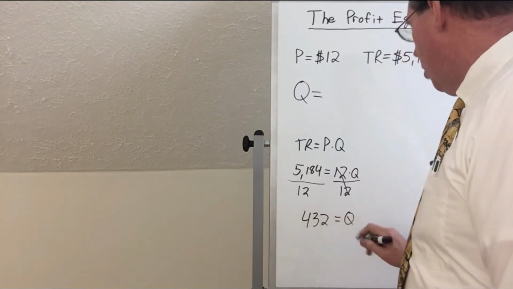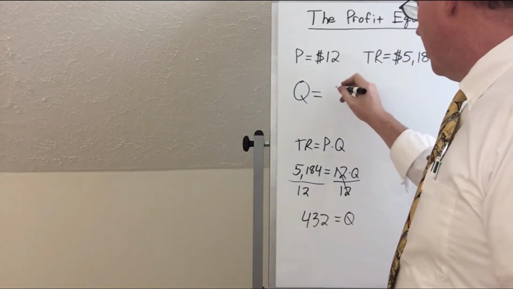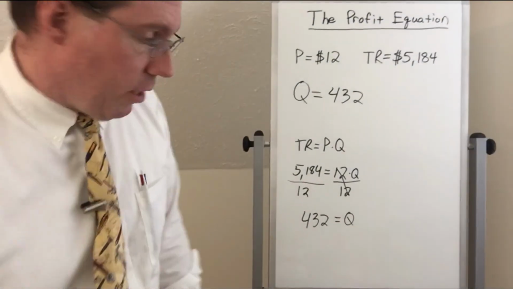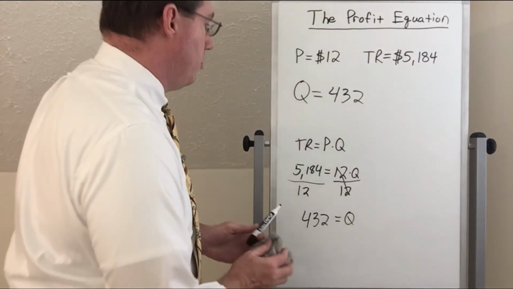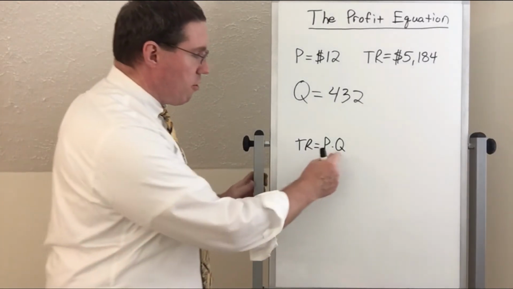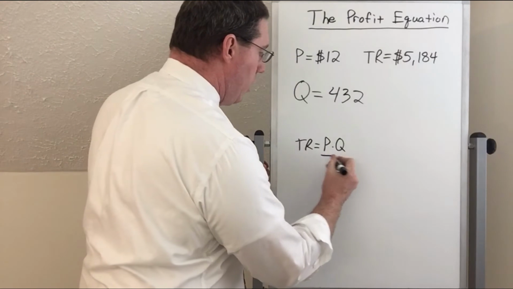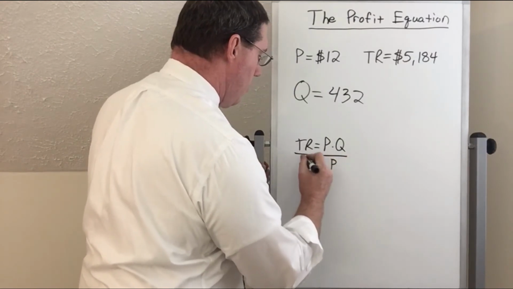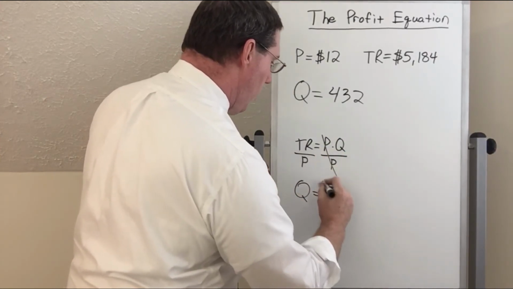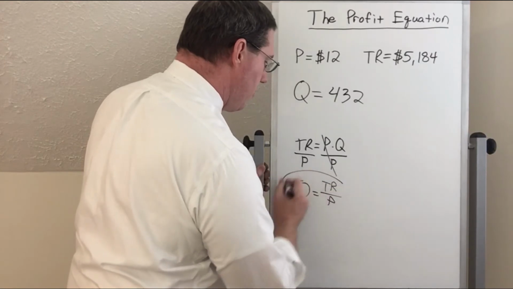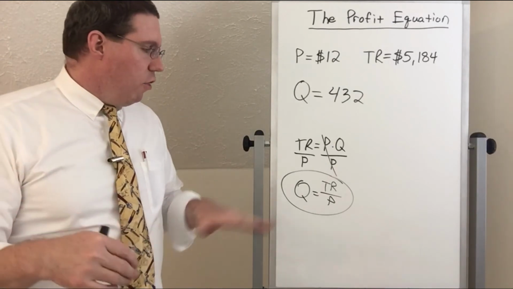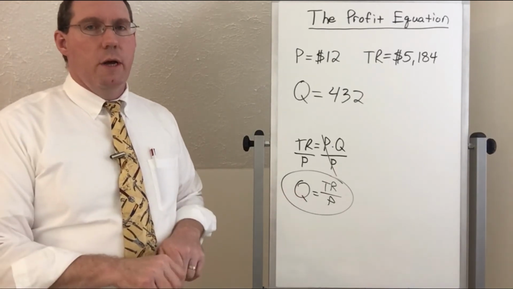So we were able to figure out that the quantity this company is selling is 432 units. Now, is there a formula that we can use to find the quantity given total revenue and price? Yes. If we go back to the original total revenue equation, we can solve for quantity. We divide by P on both sides, cancel P, and Q becomes total revenue divided by price. This is a very common equation, and you need to understand in the back of your mind that the quantity is always equal to the total revenue divided by the price.